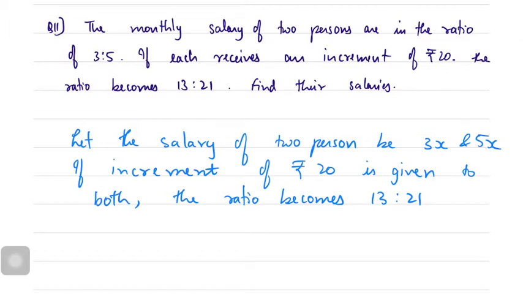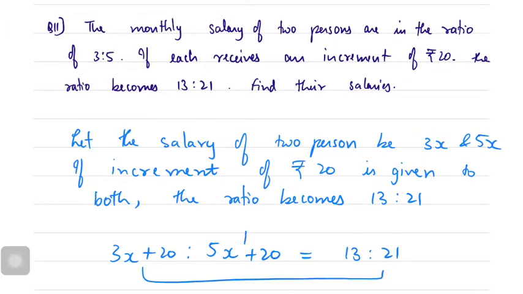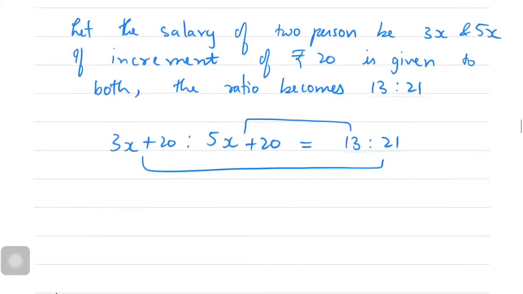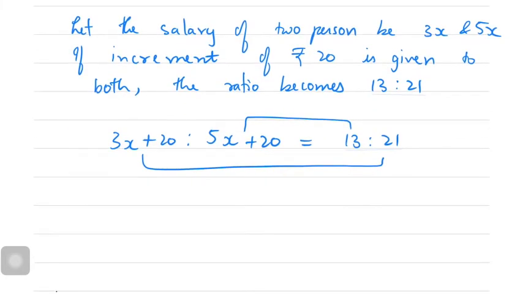So that means, initially the ratio was 3x is to 5x. When 20 rupees is added to it, it becomes 13:21. So plus 20 and plus 20. So this becomes 13:21. Right? So this is the ratio. So you multiply the extremes. The product of extremes is equal to the product of means.